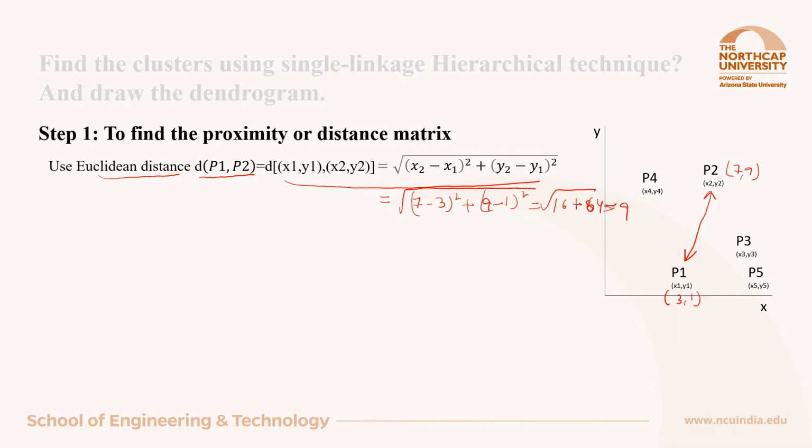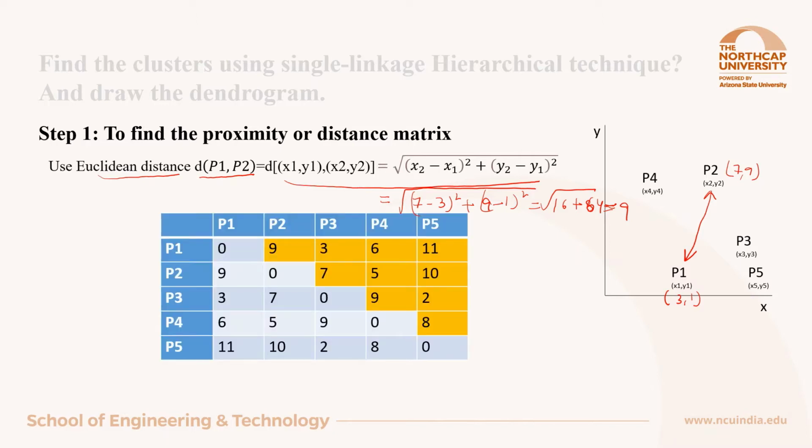And I can record this way each and every distance of all the points with every other point. So the distance between P1 and P2 I have calculated, which is coming out to be 9. P1 and P4 is 6, P1 and P5 is 11. This way you can pen down this proximity distance matrix. This will be a symmetric matrix.